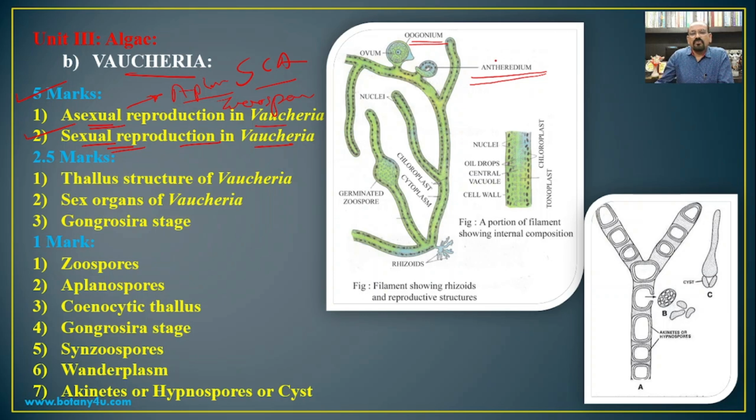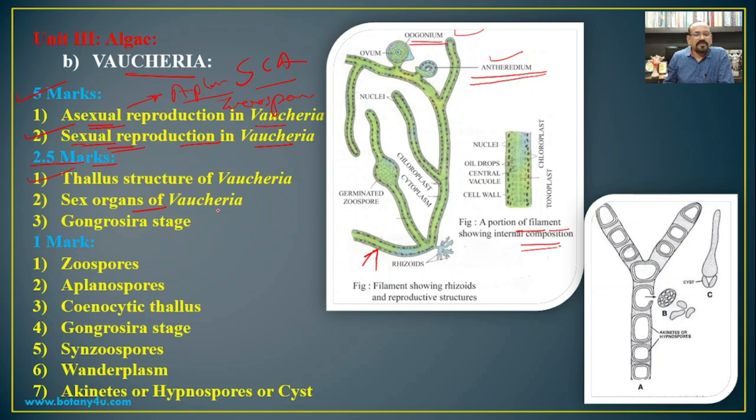So we have to provide the structure of antheridium, structure of oogonium, and the reproduction that is expected in the sexual reproduction in Vaucheria. In 2.5-mark questions, that is the thallus structure of Vaucheria, here we have to draw this diagram and provide the complete description of the thallus, including the portion of filament showing the internal structure.